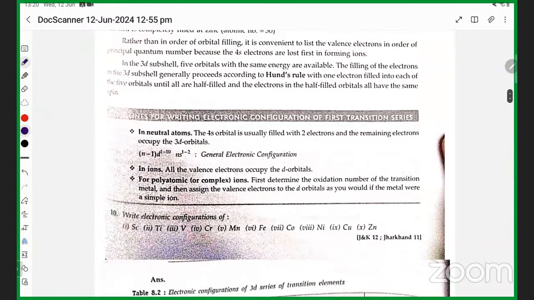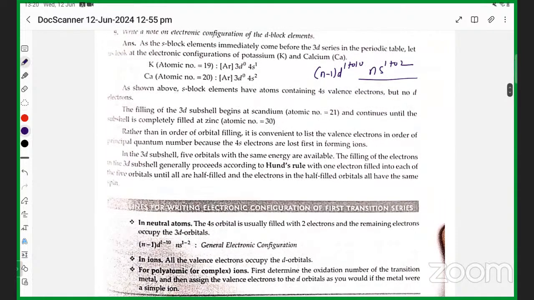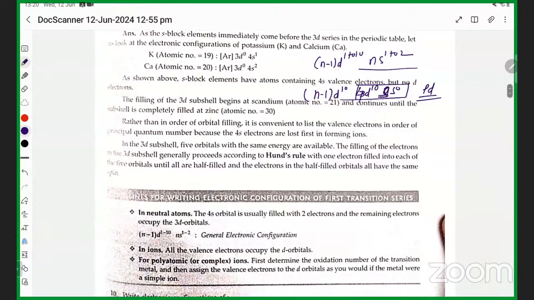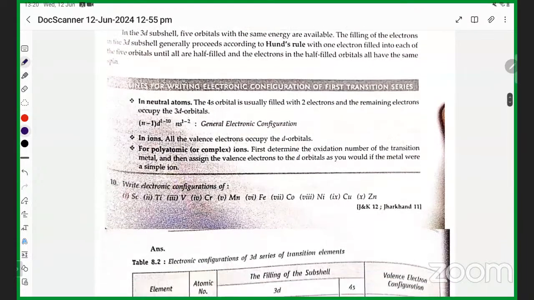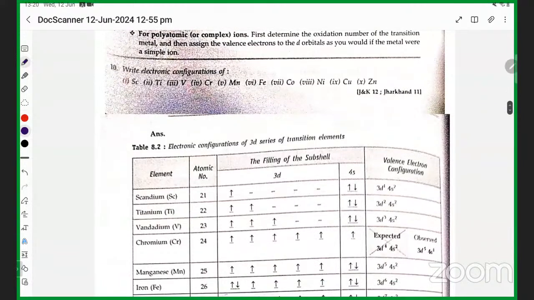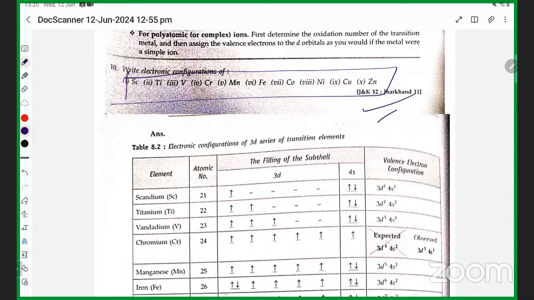Which element has an exceptional configuration? The general configuration is (n-1)d10, which means 3d10 4s0. Which has this configuration? 4d10 5s0. This is palladium. Palladium has the exception. So if they ask for the electronic configuration of any element, you should know it.